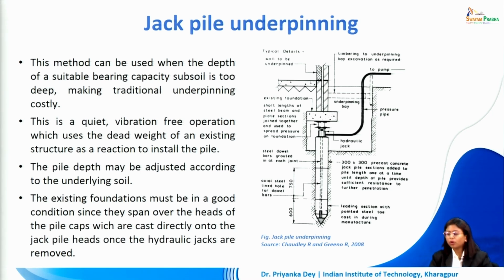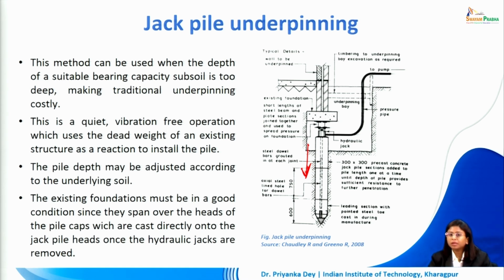The next type of underpinning is called the jack pile underpinning. This method can be used when the depth of a suitable bearing capacity subsoil is too deep and making traditional underpinning is very costly. In this case, it's a very quiet, vibration-free operation which uses the dead weight of an existing structure as a reaction to install the pile. So we are trying to insert a pile into the ground. Instead of using any heavy pile driving equipment or doing any vibration on site, we are actually utilizing the weight of the existing structure to provide us the power to push this pile into the ground.